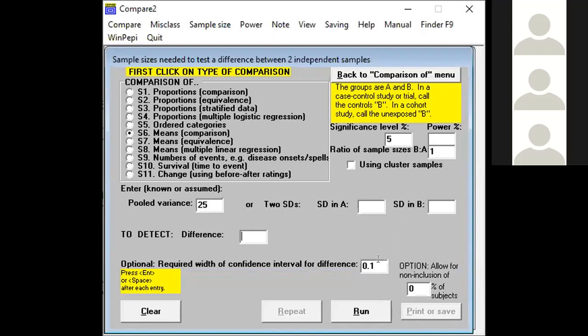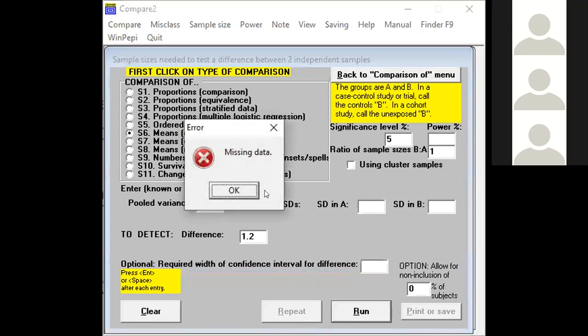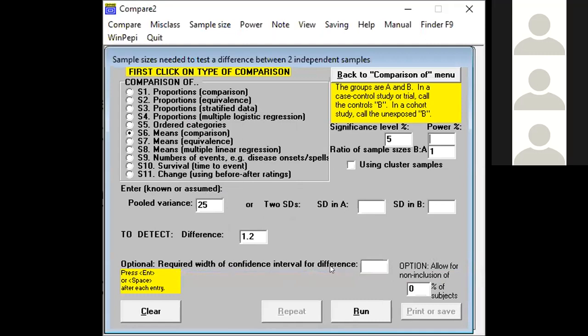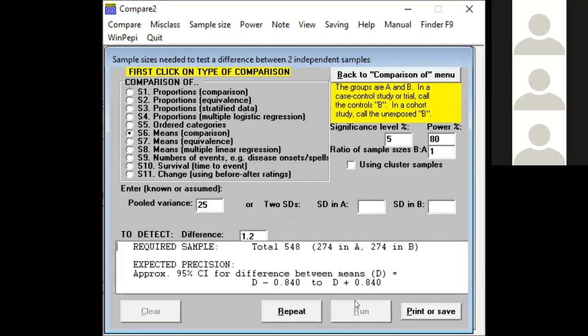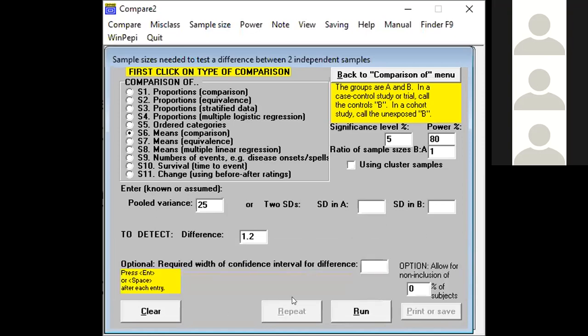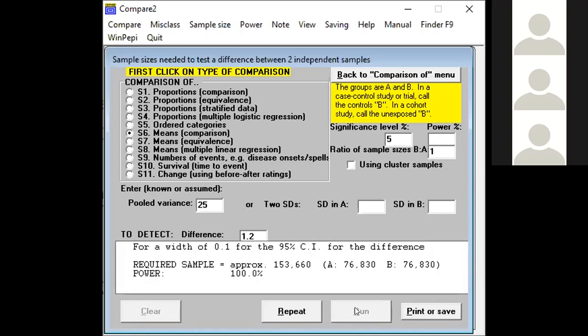Before I put it in, let me first calculate with a value here. This 0.1 confidence interval, does it mean the difference between the two confidence intervals? It's the width of the confidence interval. Okay, it gives 274 per group. So let's now put that option in and see what it will give. 0.1. Can you see? This one has the width of 0.1 for the 95% confidence interval, and the required sample size is approximately 153,000.